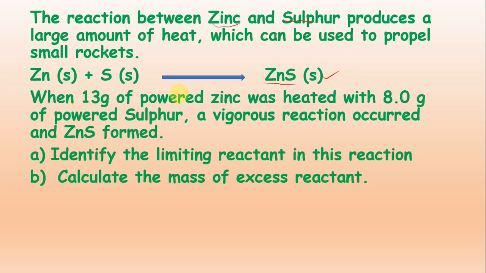When 13 grams of powdered zinc was heated with 8 grams of powdered sulfur, a vigorous reaction occurred and zinc sulfide was formed. Now identify the limiting reactant in this reaction and then calculate the mass of the excess reactant. These are the two main questions being asked. In part A, we have to identify whether zinc or sulfur is the limiting reactant. Then we have to calculate the amount of the reactant which is in excess.